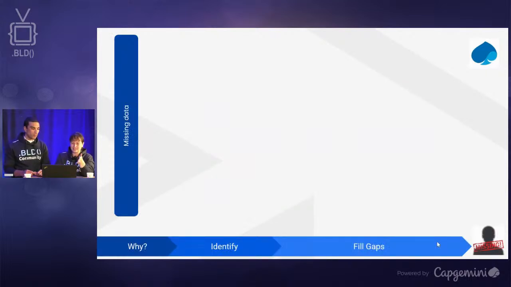On the left-hand side, we'll be looking at missing data, first seeing whether there is missing data or not, and fill it in as we go. And at the bottom, you'll see the three categories: the why questions, identify, and fill the gaps. So hopefully at the end, you'll have a nice full picture of what you should do.